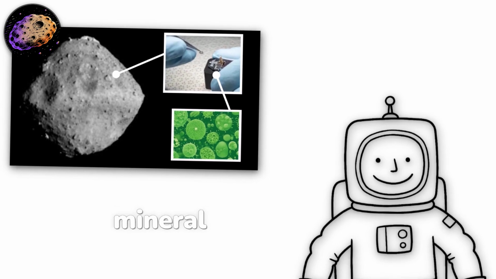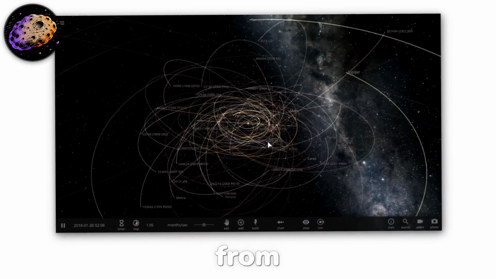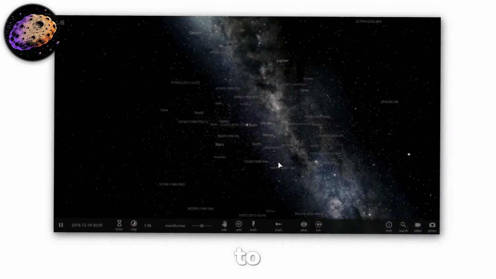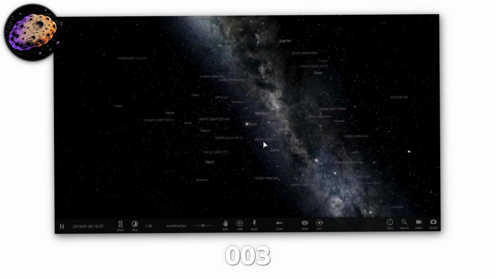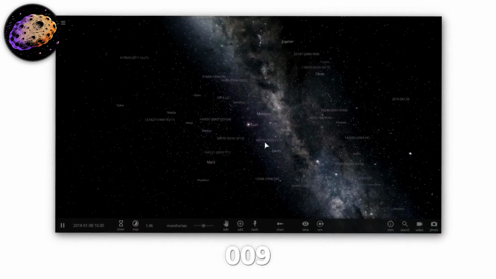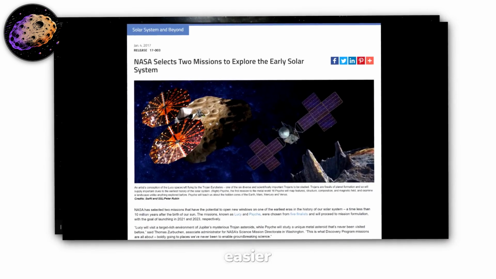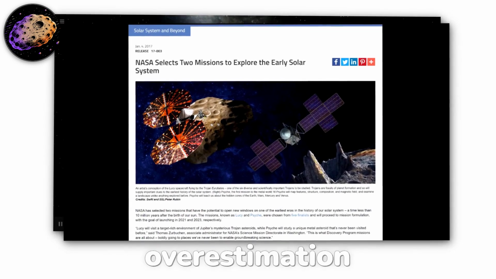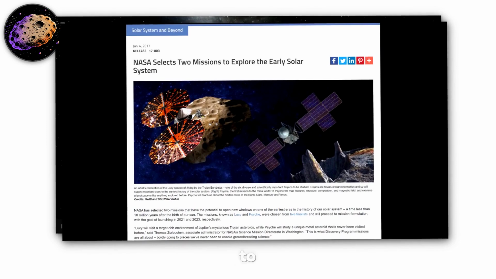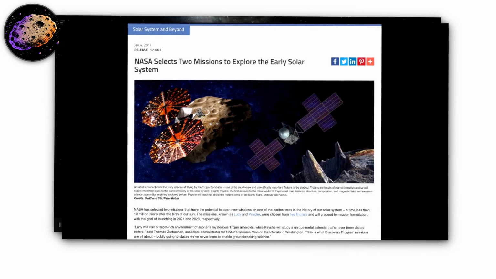and hydrated mineral compositions. The albedo of S-type asteroids ranged from 0.1 to 0.28, significantly higher than the C-type's 0.03 to 0.09, making them considerably brighter in reflected sunlight and therefore easier to detect at greater distances, which had contributed to the historical overestimation of S-types relative to C-types before surveys specifically designed to detect faint objects corrected the census.